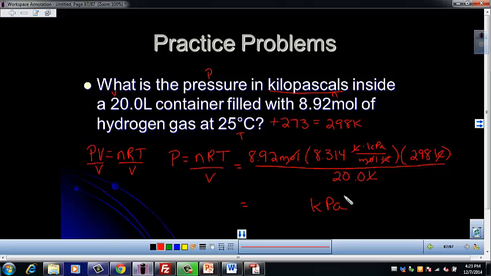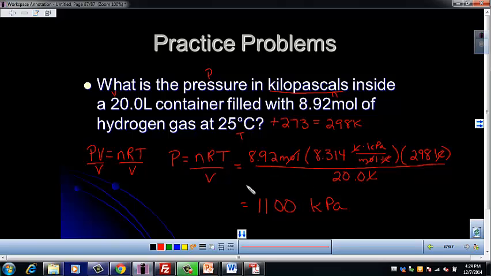And then when you punch that into your calculator, you're going to get a kind of an odd number. Remember that we have to think about sig figs. We've got 3 here, 3 here, and 2 here. When you go to round that to the correct number of sig figs, it'll be 1100 kilopascals. So it has 2 sig figs like the temperature.